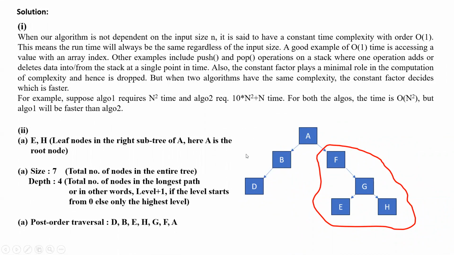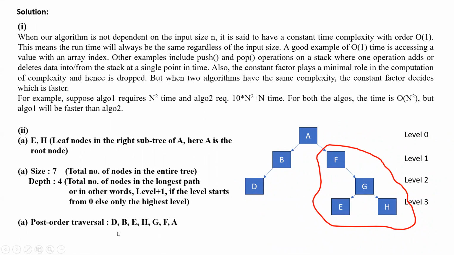Depth. Now how is depth computed? It is computed with the longest path, the total number of nodes in the longest path, or in other words, level plus 1, if the level starts from 0. So if I assume root A at level 0, the next levels are 1, 2, 3. So the total depth of this tree is 3 plus 1, that is 4.